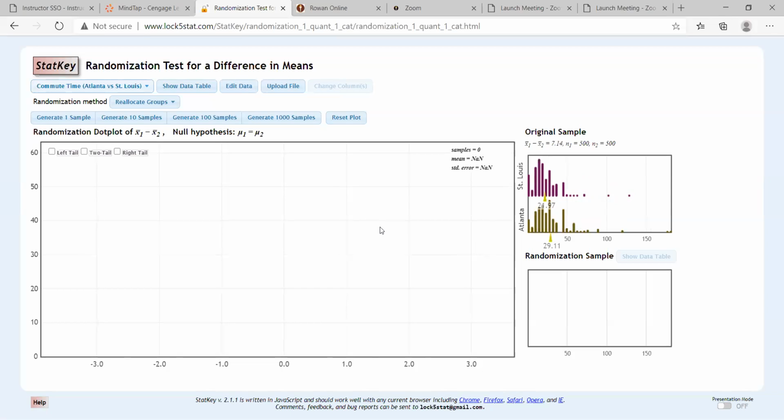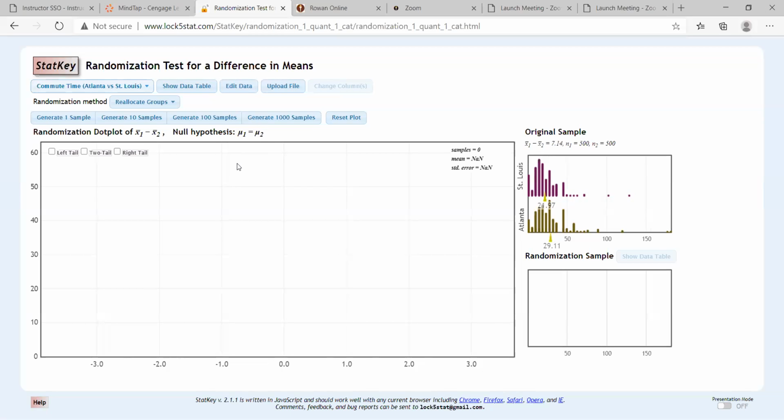Suppose our null hypothesis is that the two population commute averages for both St. Louis and Atlanta are the same. We're assuming in the null hypothesis there's no difference between Atlanta and St. Louis in average commute times. Notice that there's no choice here with StatKey. That is our null hypothesis, that the two commute time averages for the two populations are equal to each other.